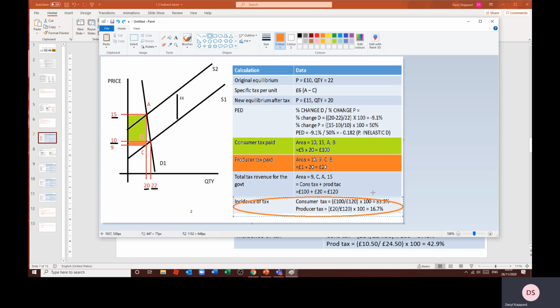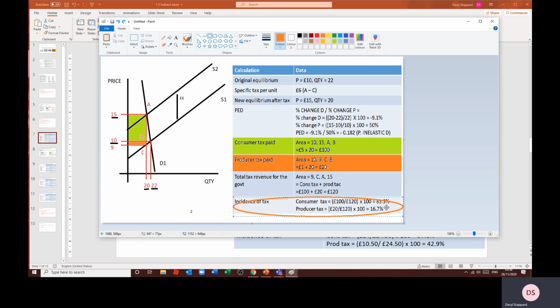So I could work out the percentage of the overall tax paid by the consumer. 100 divided by £120 times 100 comes to 83.3%. But the producer therefore pays the remaining £20, which works out to be 16.7%. And hopefully what you're noticing here is that this time the incidence of tax is mainly the consumer paying it. In this example here, the consumer is paying the bulk of this tax.